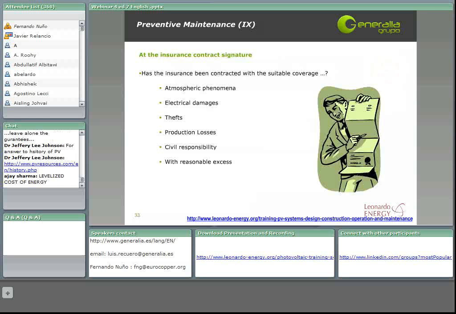Here, we can find a list of the main issues that our insurance may cover. It is important to check that the insurance that we have contracted has a suitable coverage.